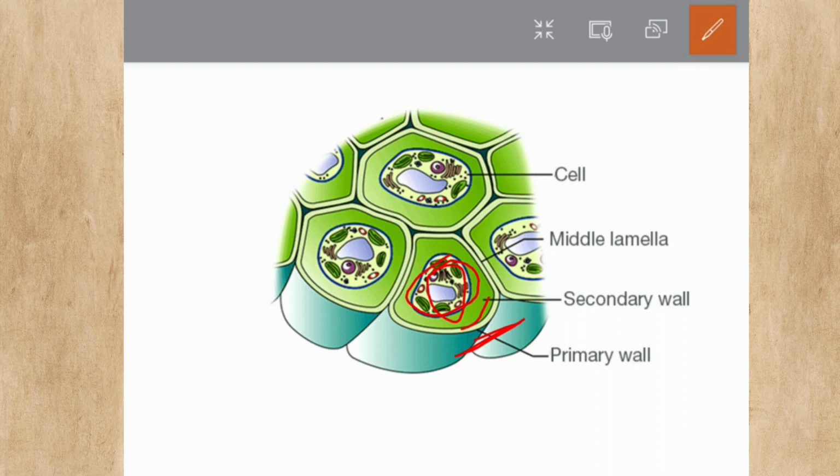If we compare primary wall and secondary wall, the main differentiating factor is that the secondary wall is composed of lignin as well, apart from the cellulose. The lignin is responsible for the rigidity of the secondary wall. So the main function of the primary wall is to provide strength to the cell, and the secondary wall's function is to provide rigidity.